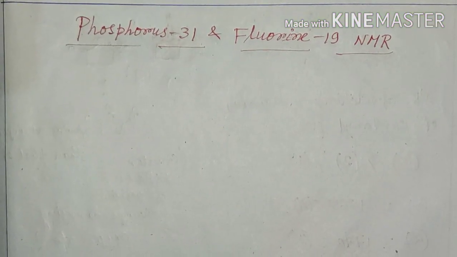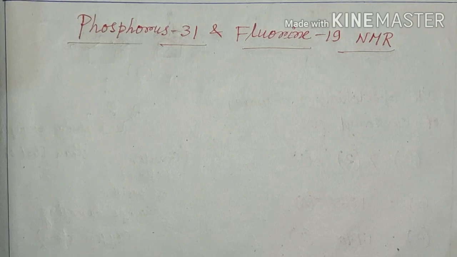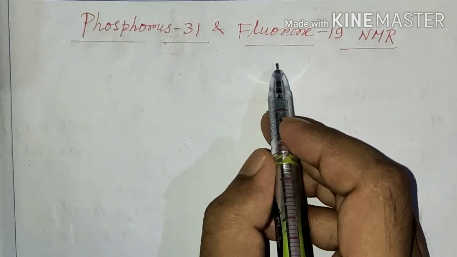In today's lecture, I will mainly discuss phosphorus-31 NMR and fluorine-19 NMR, and mainly I will solve previous year CSIR NET questions on this topic. Before going to solve the questions, let's discuss briefly about P31 and F19 NMR.